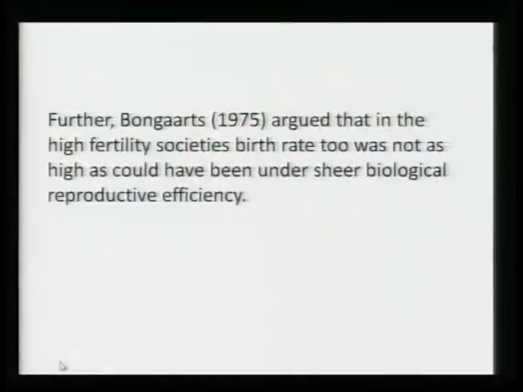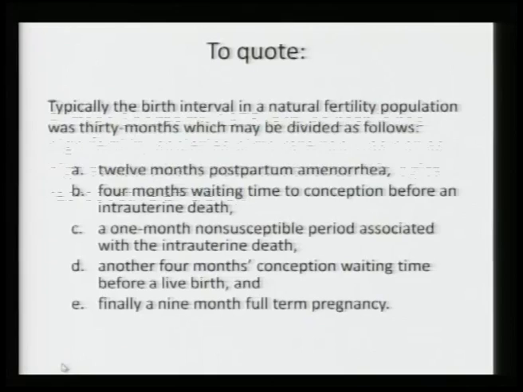Bongaarts argued that in high fertility societies, birth rate too was not as high as it could have been under sheer biological reproductive efficiency. To quote, typically the birth interval in a natural fertility population was 30 months, which was divided as follows: 12 months of postpartum amenorrhea.